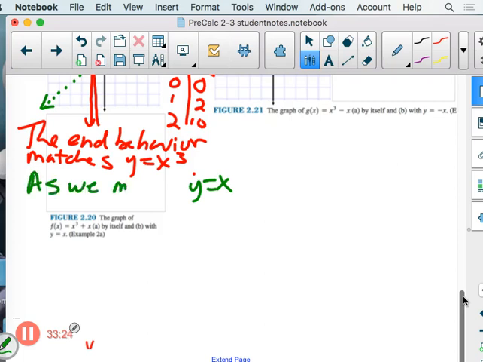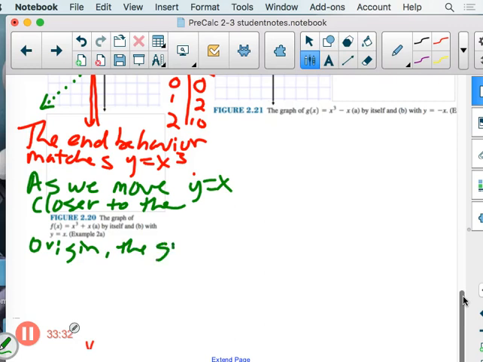So as we move closer to the origin, the graph approaches y equals x. So the cube term, because when you put bigger numbers in there, it just gets bigger and bigger and bigger, that takes off. That's going to be what's in charge of it going down and going up. But as you get closer and closer to the origin, that second term, that little x, takes over when you're in Fractionville down there. And it will approach that line, y equals x.